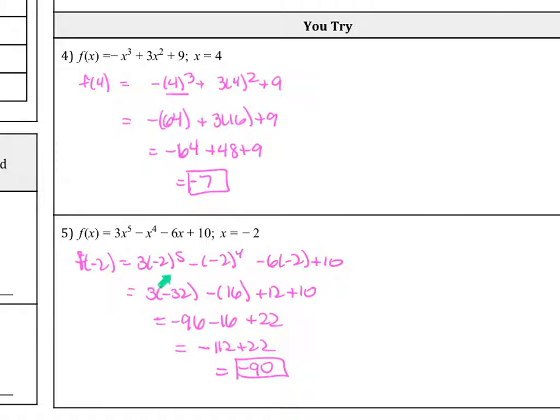The number 5, you plug in a -2. So -2 to the 5th power is a -32. -2 to the 4th is a positive 16. And again, the negative is still there. And then -6 times -2 is a positive 12 plus 10. So 3 times -32 is -96 minus 16. And then I added 12 and 10, which is 22. Then -96 minus 16, that is -112 plus 22, which gets us a -90.